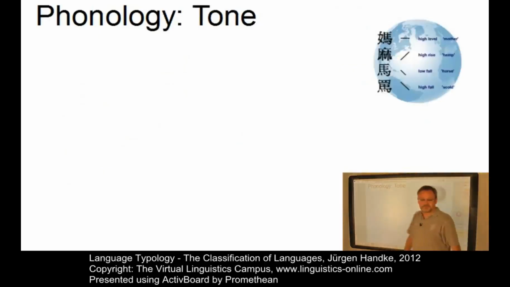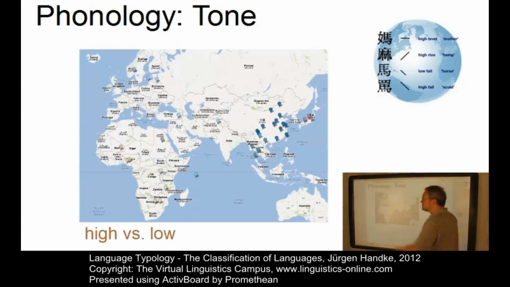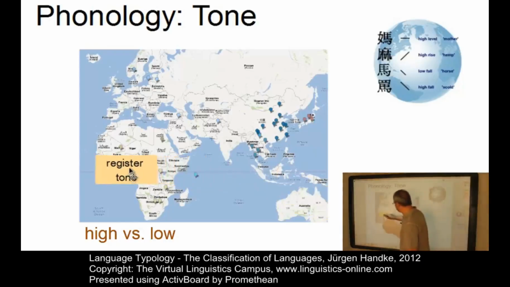Now, pitch variations that affect the meaning of a word are called tones. A language that uses this technique is referred to as a tone language. Well, let's illustrate this on the map. The simplest kind of tone language uses two possible tones, that is, high tones and low tones. Such languages are called register tone languages, and they can be found primarily in Africa, for example within the Bantu languages.